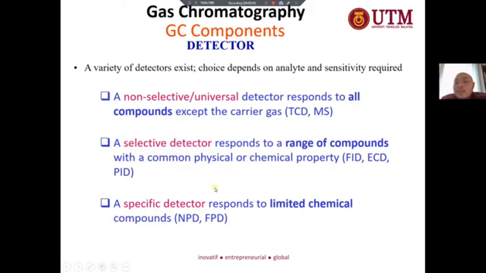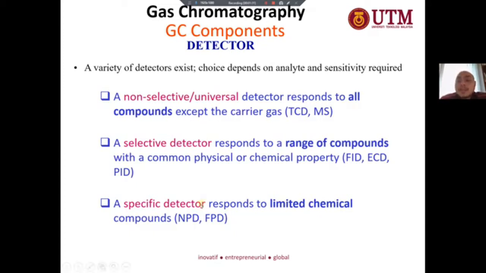We have a lot of detectors for GC. In fact, GC is much more versatile compared to HPLC in terms of detectors. In HPLC, normally we only have the MS, the DAD, the UV, and also what we call fluorescence. But in GC, we have the TCD, MS, FID, ECD, PID, NPD, FPD. So a lot of detectors.